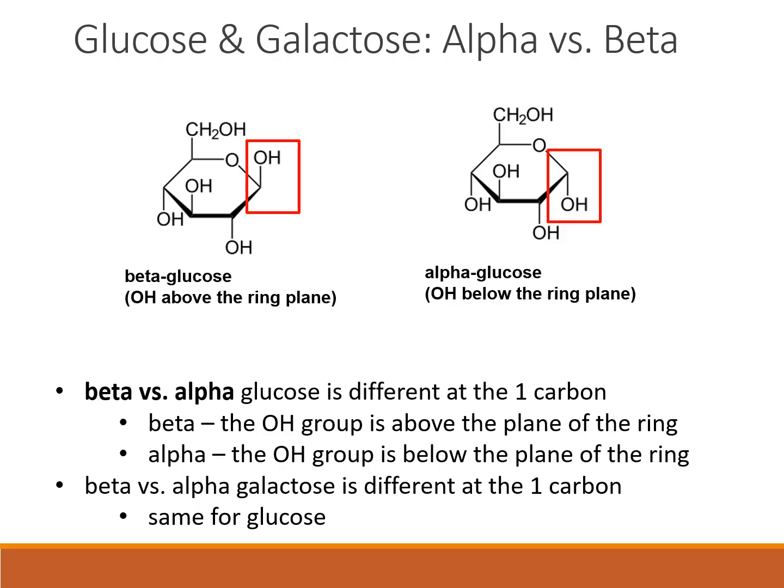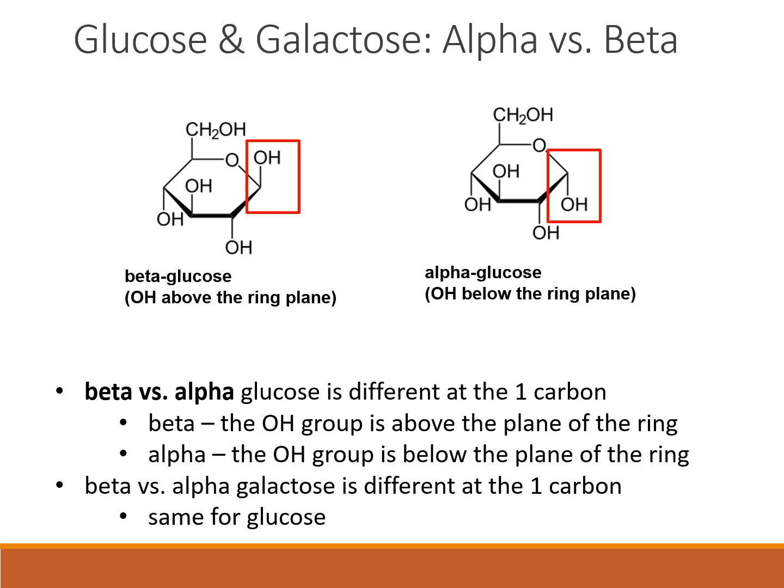Glucose and galactose can be found in alpha and beta forms. To figure out whether you're dealing with an alpha or a beta monosaccharide, look at the first carbon. The difference between alpha and beta glucose is the position of the hydroxyl group at the first carbon. The same is true for galactose. If the OH group is above the plane, facing up, we have the beta form. If it's facing down, we have the alpha form.